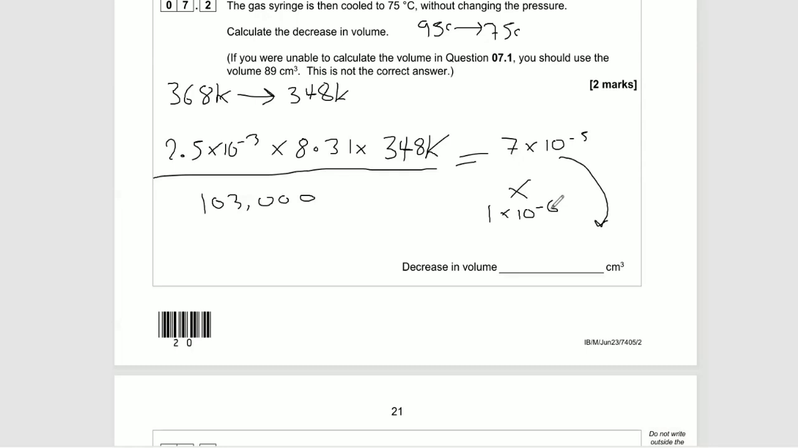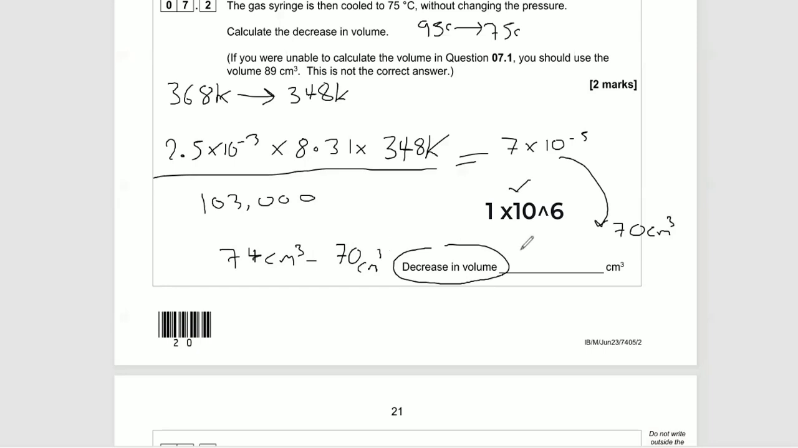Now, once again, I need to times by 1 times 10 to the 6, not 1 times 10 to the minus 6. Oops. I nearly wrote that. And that's going to give us like 70 centimeter cubed. But of course, that's not your final answer. That's only 1 mark, all that work.